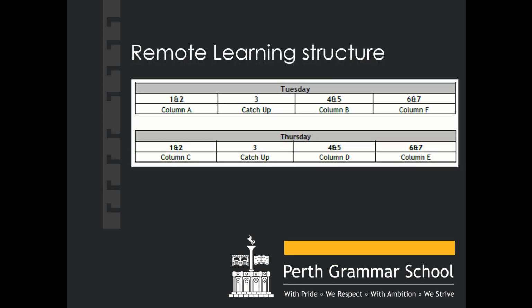Now the remote learning structure on a Tuesday and Thursday is followed as per this. So on period 1, 2 of a normal timetable day, you should be studying your column A task. You would have a catch-up period, period 3, and then period 4 and 5 will be your column B, and then period 6 and 7 your column F. Now the reason for doing that on a Tuesday is because the Monday before it you have already studied your column A and column B subject, and the Friday before that you will have studied your column F. Thursday should be self-explanatory thereafter.